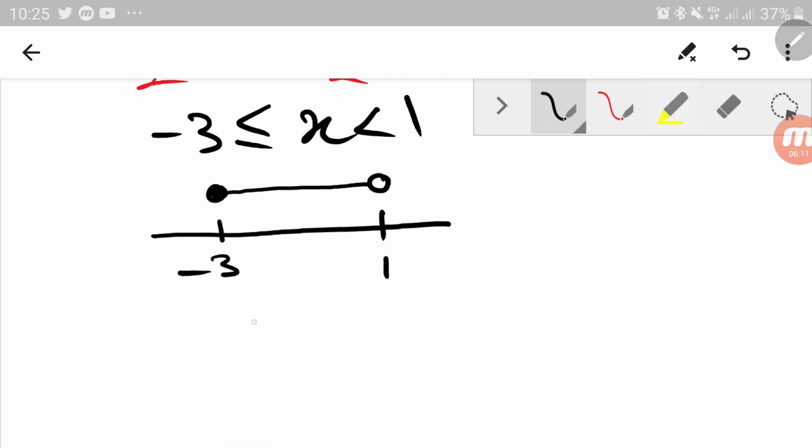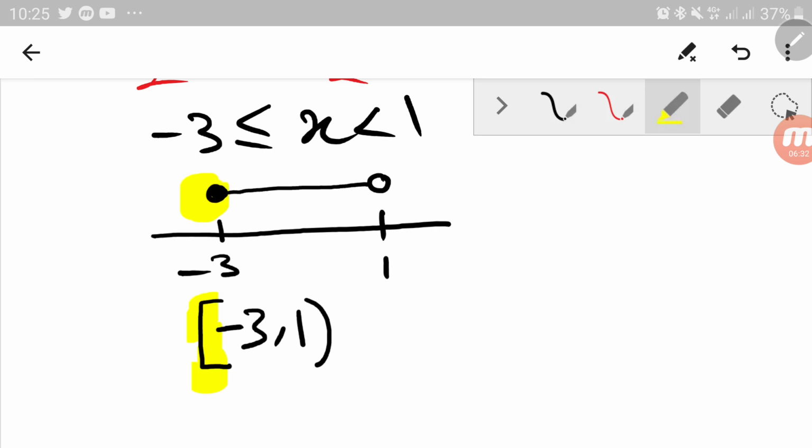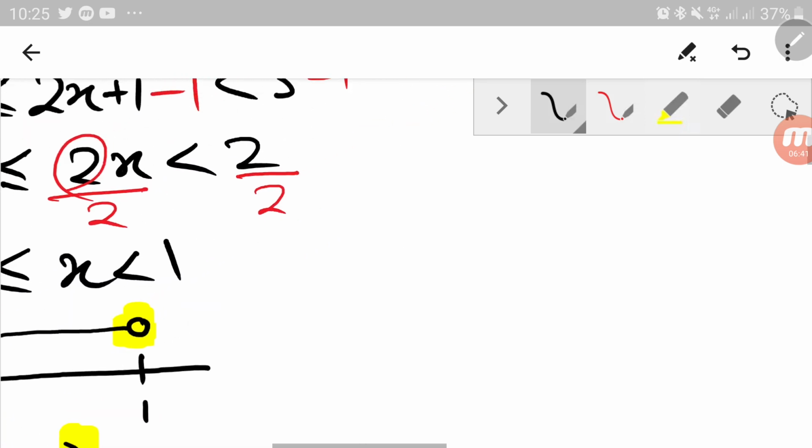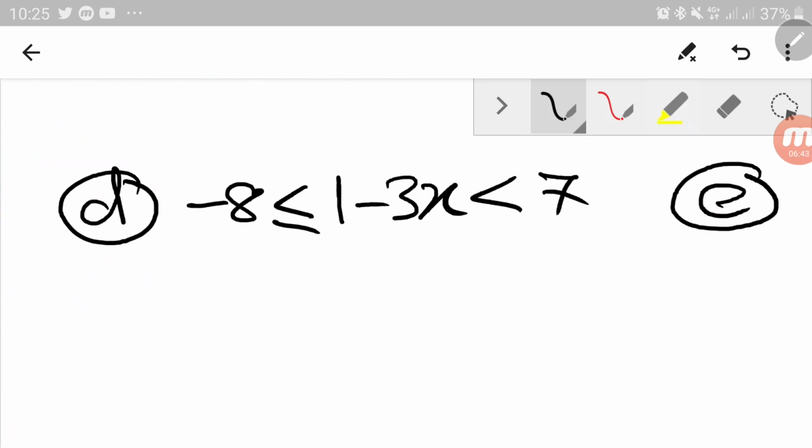Okay, how about in terms of brackets? From the values, the solution lies from minus 3 up until 1. So at minus 3 we have a square bracket, at 1 we have an open bracket. Why? Because this one is a dense circle, so square bracket, while this one is an open circle, empty circle, and open bracket. Okay, good. Let's move on to the second one.